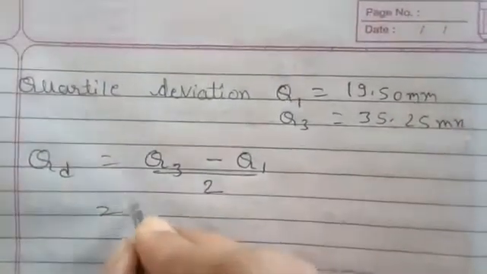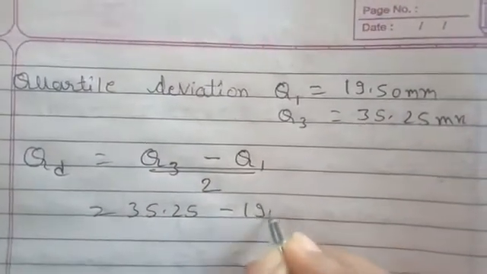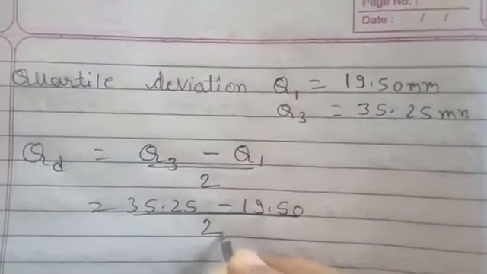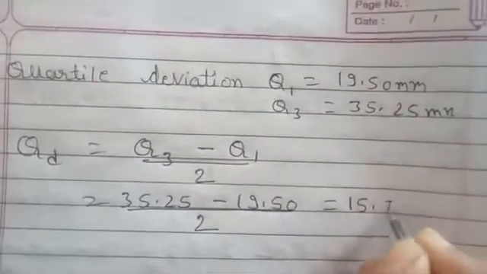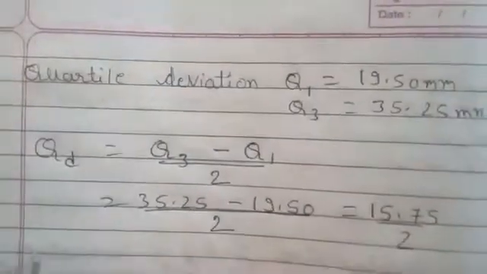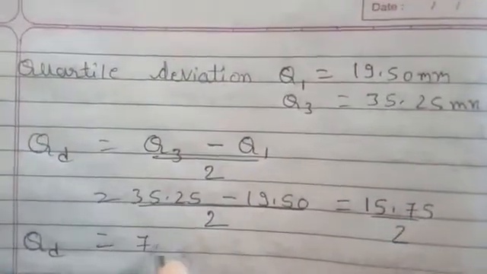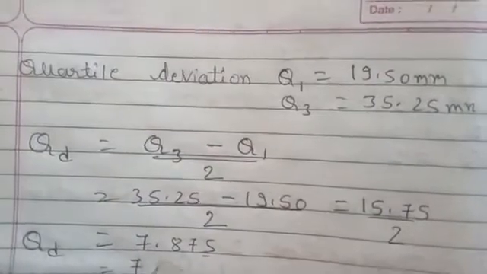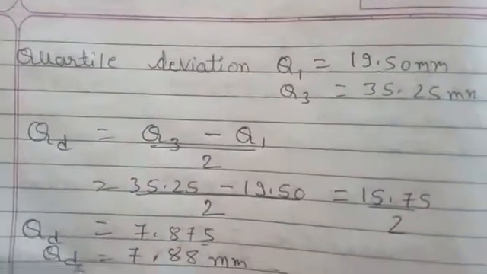What is the value of our Q3? 35.25 minus 19.50 divided by 2, which will give us 15.75 divided by 2. So QD is equal to 7.875, which we can write as 7.88 mm. That is our QD.